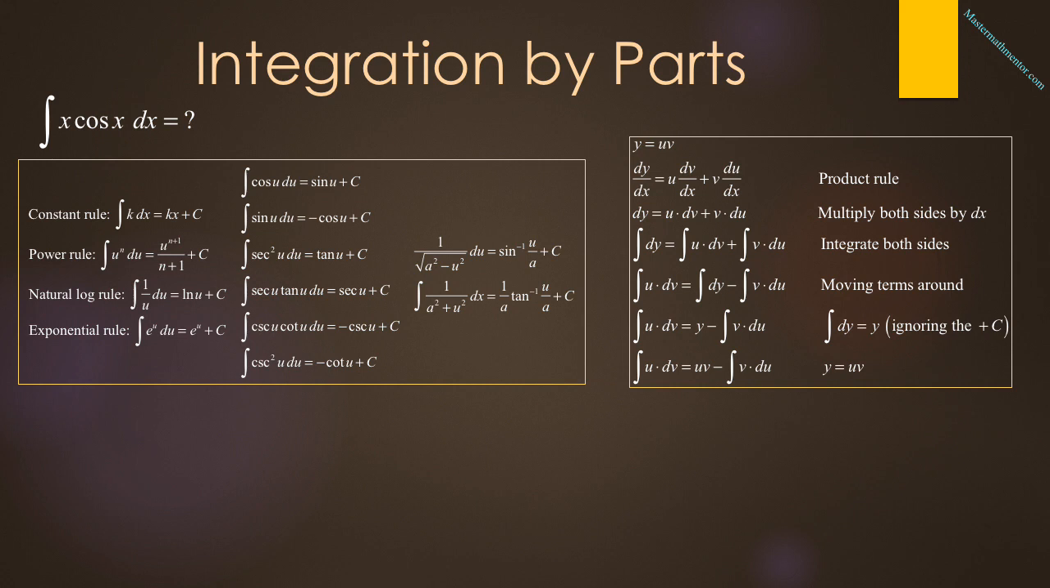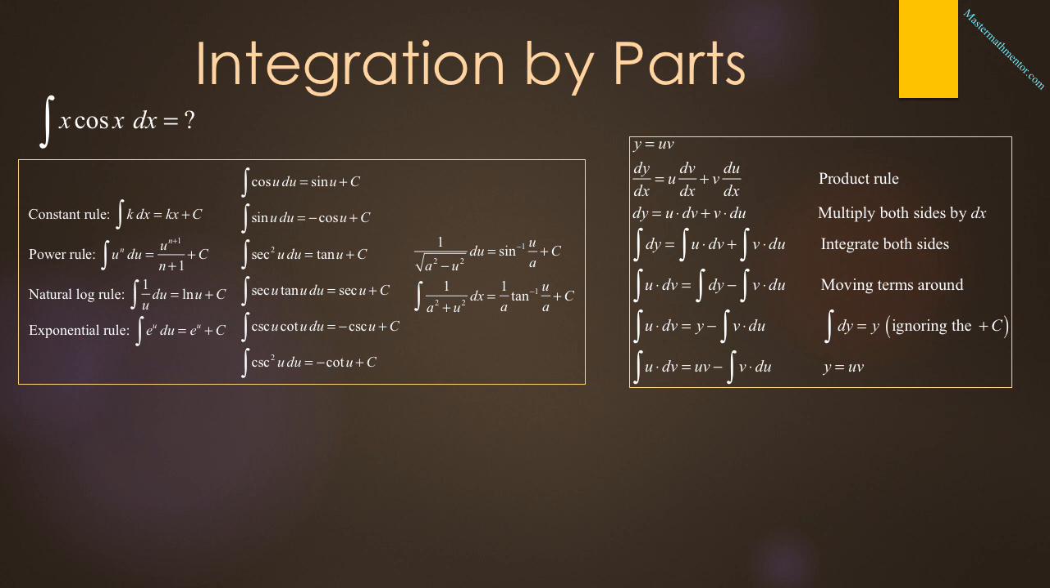We start with y equals u times v, where u and v are both functions of x. Let's take the derivative of both sides. Since this is a product, we get that dy dx is equal to u dv dx plus v du dx. Now, if we multiply both sides by dx, we get dy is equal to u dv plus v du. Now let's integrate both sides.